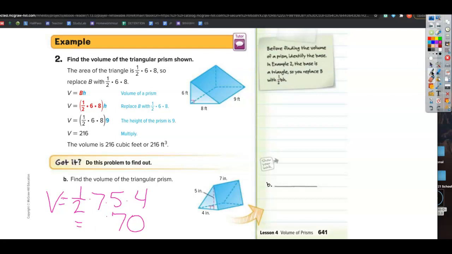So 5 times 4 would be 20. 20 times 7 would be 140. 140 divided by 2 would be 70, right? Okay, and what would you label it? Inches cubed. Just make sure you type it into the calculator correctly. Okay, next page. Moving right along.